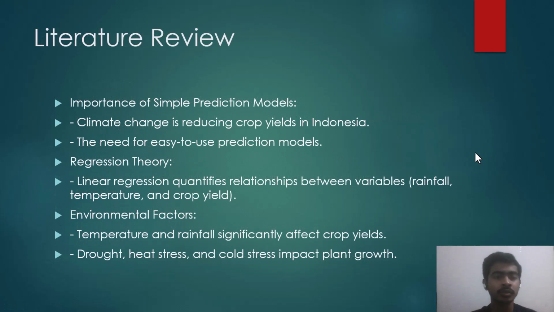At the beginning, we started our research with some literature review to understand what things currently exist in the world's science. What we got is that climate change is reducing crop yield in Indonesia. Then we need easy to use prediction models. Then we got our regression theory, which is that linear regression quantifies the relationship between variables such as rainfall, temperature, and crop yield. Environmental factors such as temperature and rainfall significantly affect crop yields. Then we have drought, heat stress and cold stress impacting plant growth.